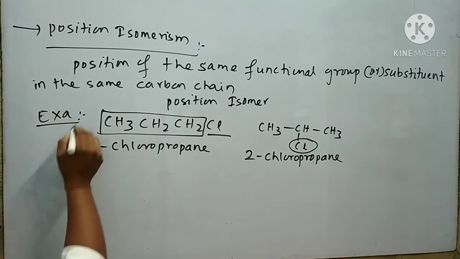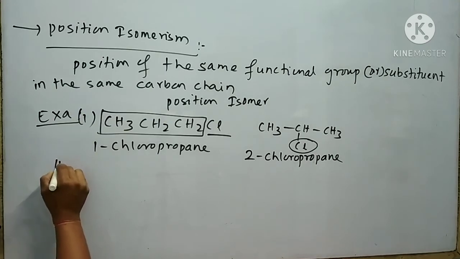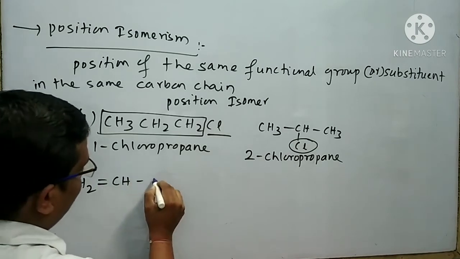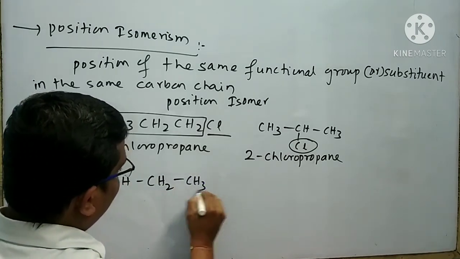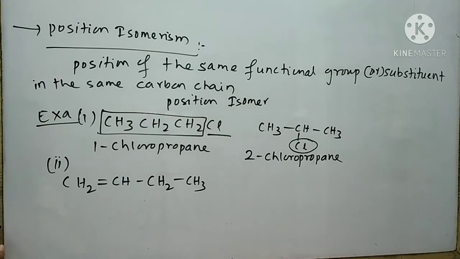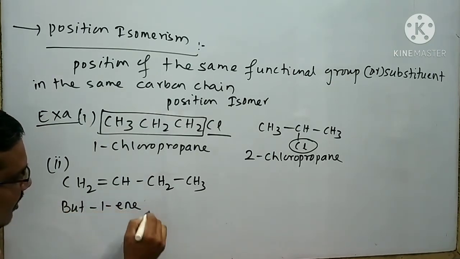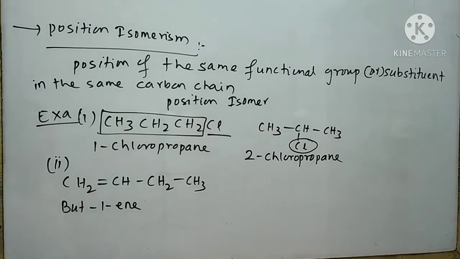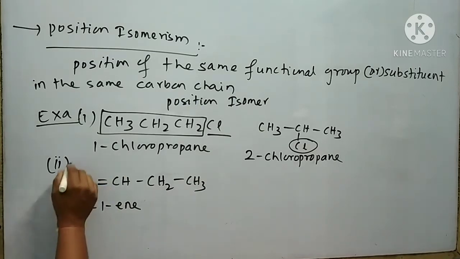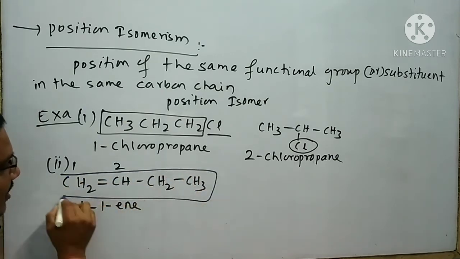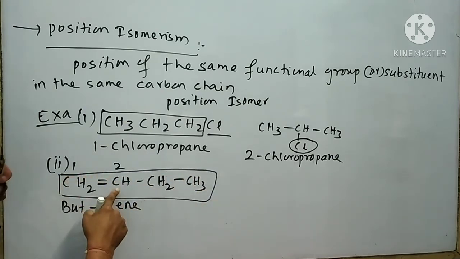Take another example. This is your example 1. I can take example number 2. CH2 double bond CH bond CH2 bond CH3. The name of this organic compound is but-1-ene. Here the position of the double bond is 1. This double bond is present between the number 1 carbon atom and the number 2 carbon atom of the parent chain. This is your 1, this is your 2, this is your 3, this is your 4.